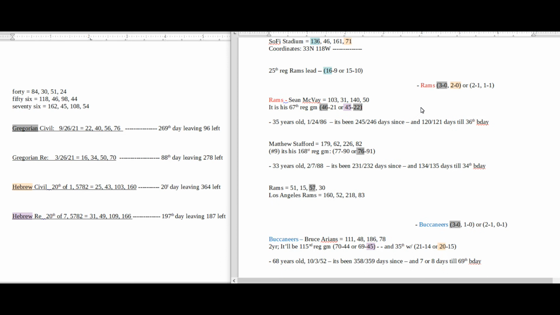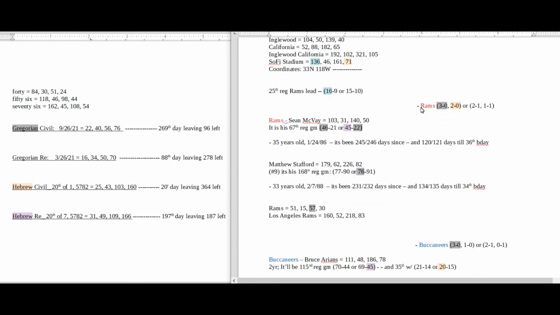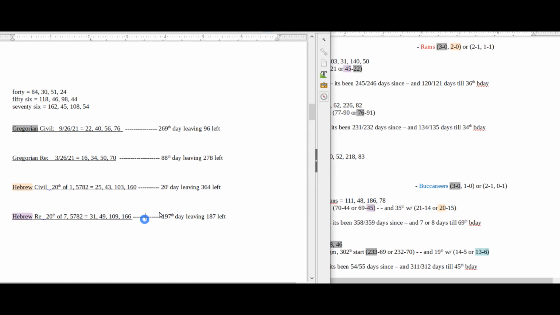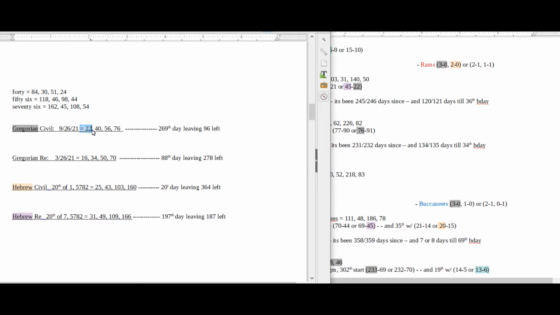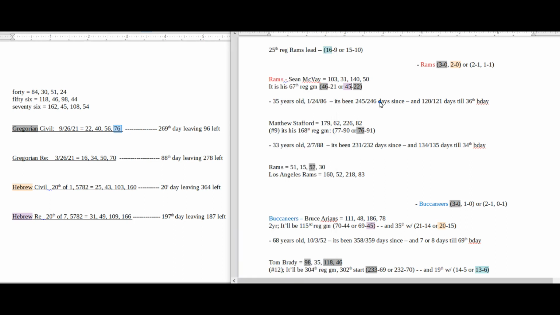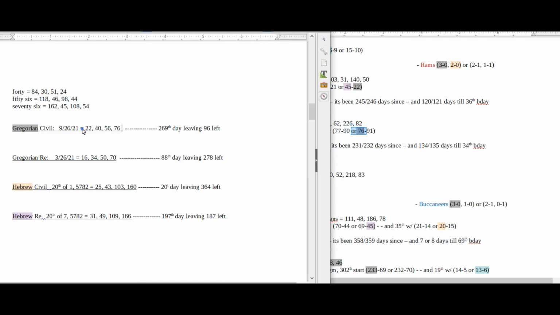So let's look at the numbers for the Buccaneers to win this game. Let's start with it being the 197th day of the Hebrew religious calendar. 197 is the 45th prime number. The Rams coach can sit on 45 regular season wins with a loss. Today does have 22 and 76 date numerology on the Gregorian. The Rams coach would get his 22nd regular season loss as he sits on 45 wins. And then Matthew Stafford would sit on 76 regular season wins with a loss. 76 and 22 date numerology on the Gregorian civil.